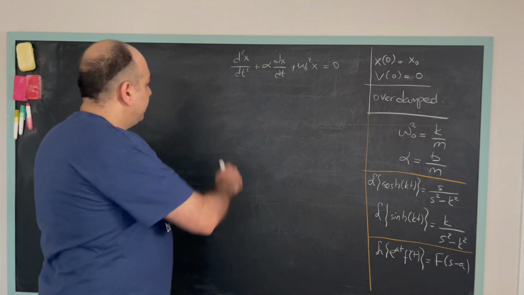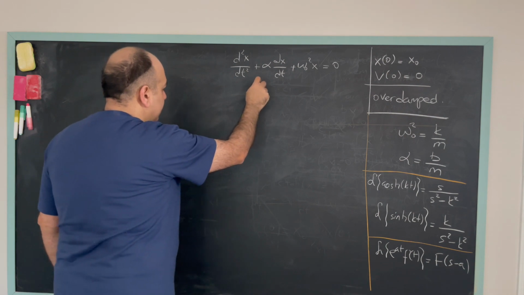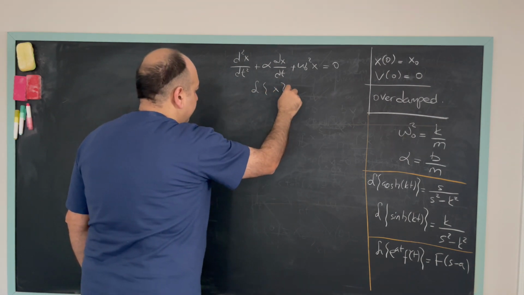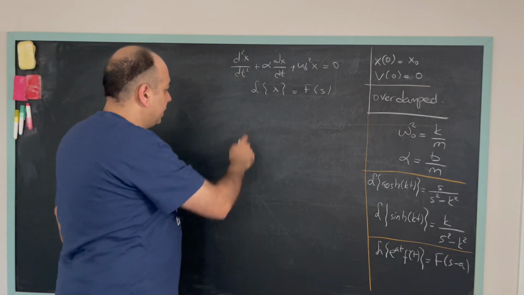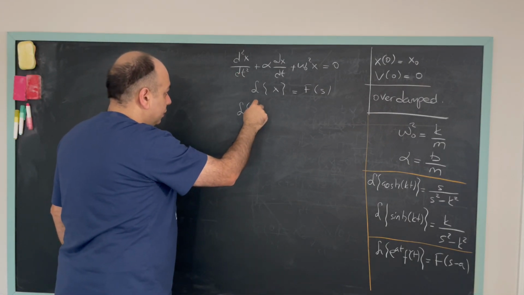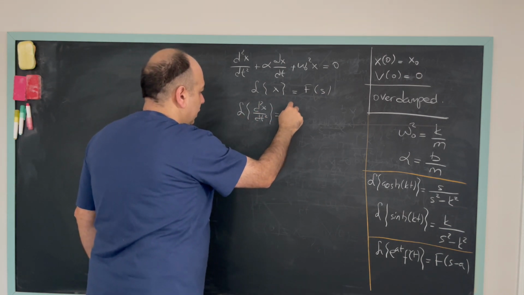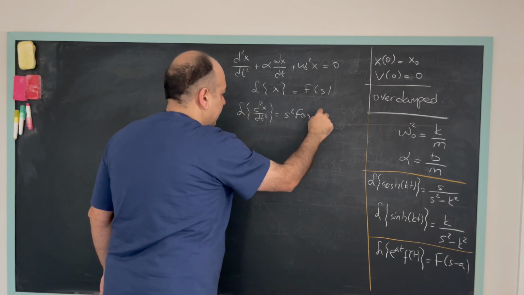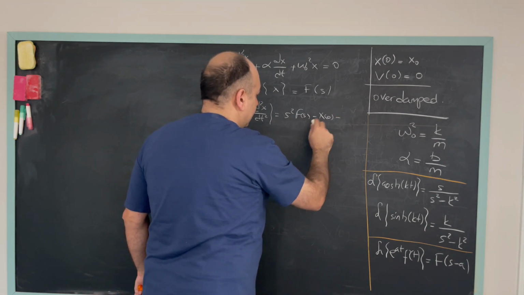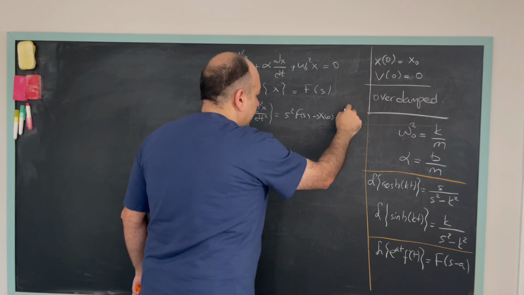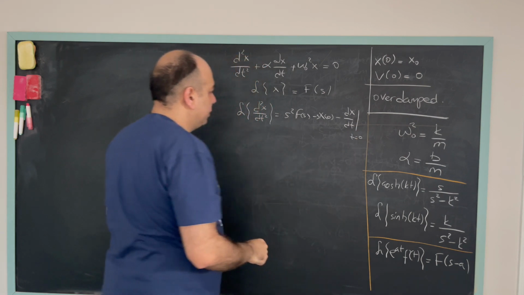Okay, so when we take the Laplace transform of this, by the way, let's assume the Laplace transform of the function x is given as F of s. The Laplace transform of the second derivative here is given as s squared F of s minus s x when t is equal to 0 minus, minus dx over dt when t is equal to 0.